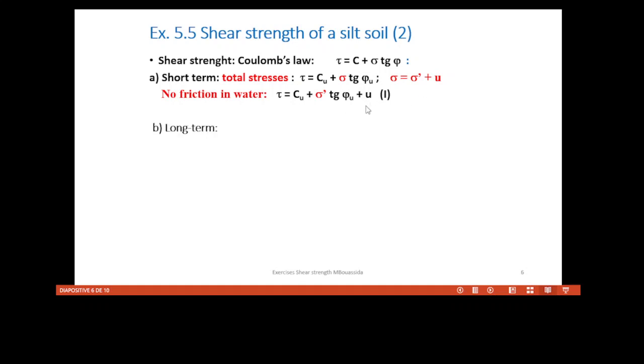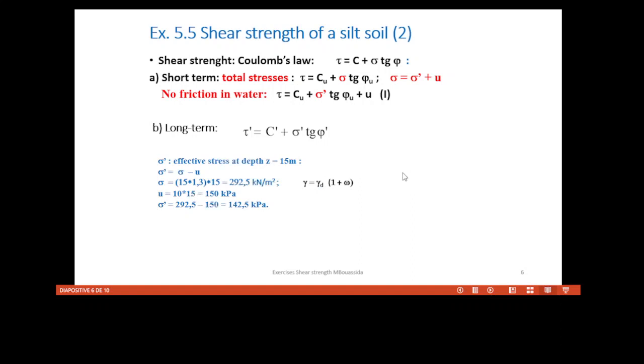This term is 0, because u is pore pressure, and u multiplying tangent phi u is 0 because there is no friction angle, you can say, in water. Now, considering the long-term case, Coulomb's law becomes totally in terms of effective stresses. So we have c dash plus the effective stress, not the total, the effective stress multiplying tangent phi dash.